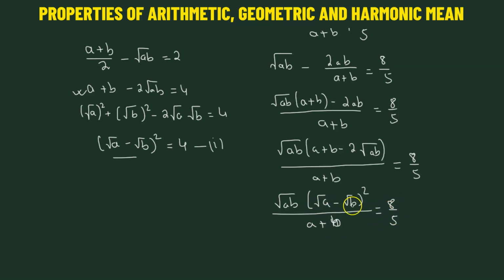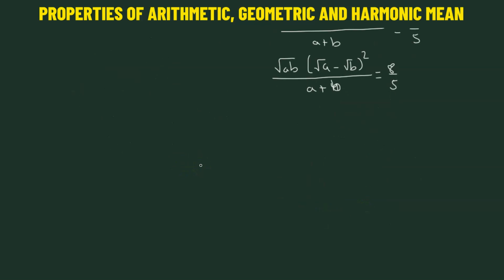Now square root of A minus square root of B, whole squared, that's the value 4 that we have already obtained in equation number 1. So I can replace it here. So square root of AB multiplied by 4 divided by A plus B equals 8 over 5. So here we have used equation number 1. Fine.